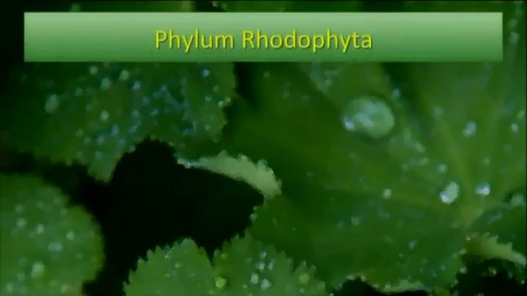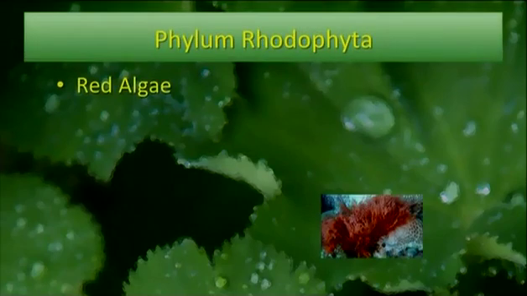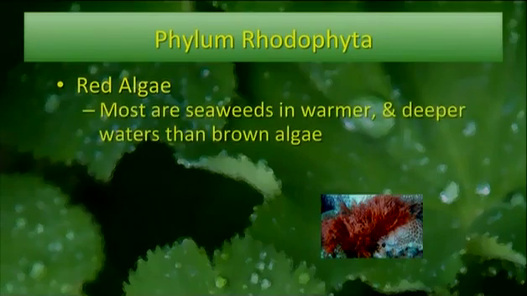Okay, now the rhodophyta, also known as the red algae. Most of them are seaweeds in warmer areas and deeper than brown algae. Generally, the algae closest to the surface of the water tend to be the green algae. The next deepest would be the brown algae, and the deepest would be the red algae. It has to do with the pigments and the absorption of light waves that can reach them through the water.